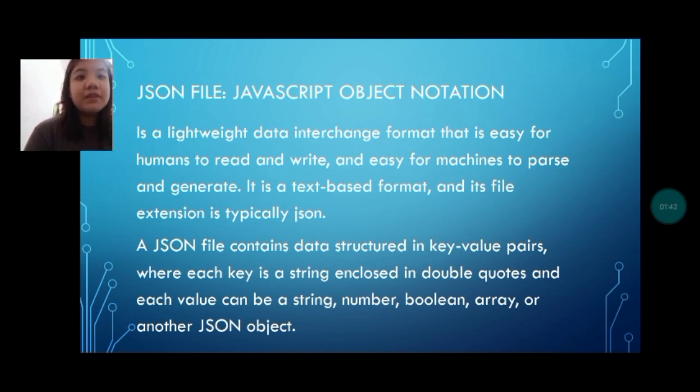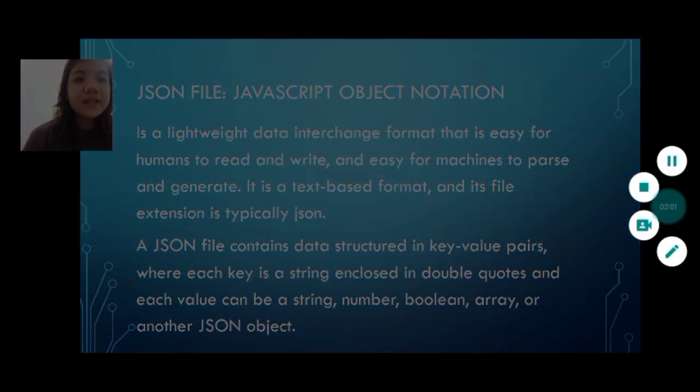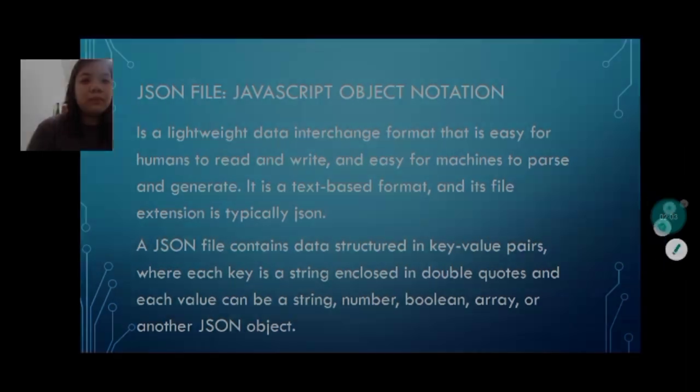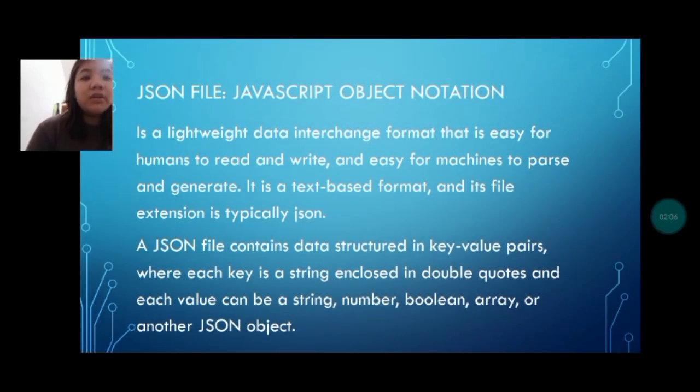JSON file. JavaScript Object Notation is a lightweight data interchange format that is easy for humans to read and write and easy for machines to parse and generate. It is a text-based format and its file extension is typically .json. A JSON file contains data structured in key-value pairs, where each key is a string enclosed in double quotes and each value can be a string, number, boolean, array, or another JSON object.